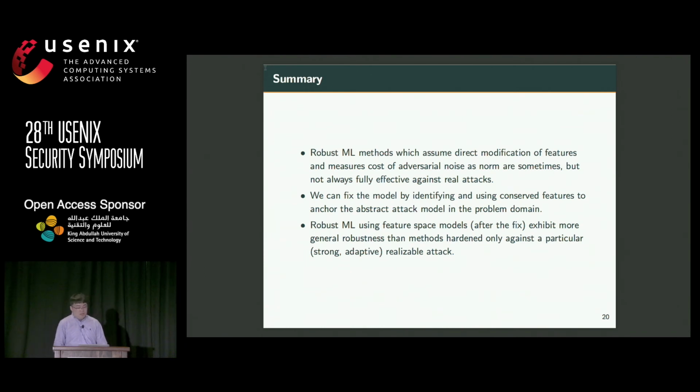Yes. The perturbation being smaller doesn't mean that the attack is weaker, because as we mentioned, there is a gap between the feature space attack model and realizable attacks. Our intuition is that the feature space attack model anchored with conserved features makes it more similar to realizable attacks. This is an orthogonal problem to whether the attack model is strong or weak. This is a problem of whether it's similar to realizable attacks. Okay. Thank you.